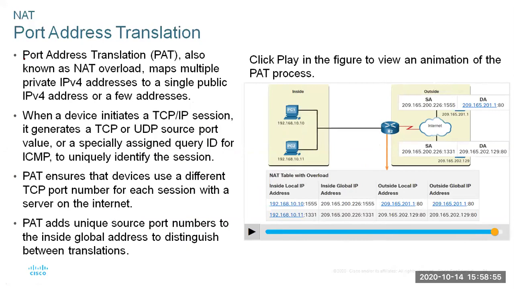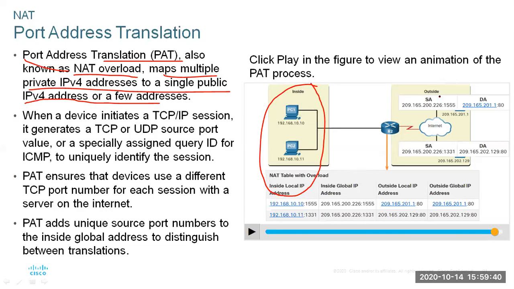Then we have what we call PAT. PAT stands for Port Address Translation, or sometimes we call it NAT overload. What it does is that it maps multiple private IP addresses to a single public address. In NAT, like we said, you can have a pool of public IP addresses where you want to translate to. But in this particular case, you have just one public IP address. So irrespective of the number of hosts in your local network, all of them are going to have the same public IP address, but this time around there is a port number attached.